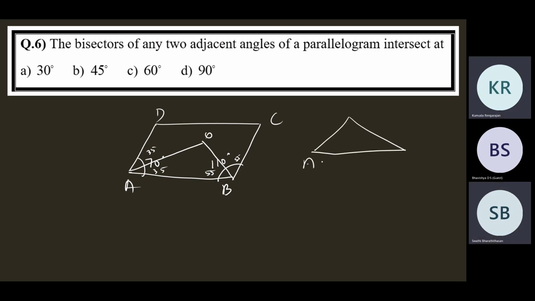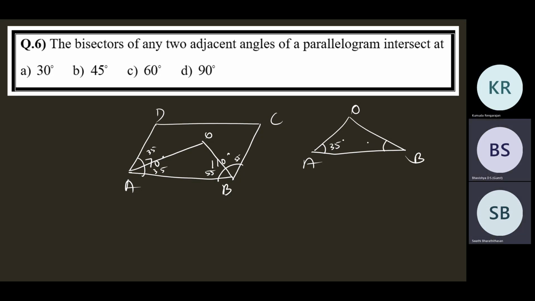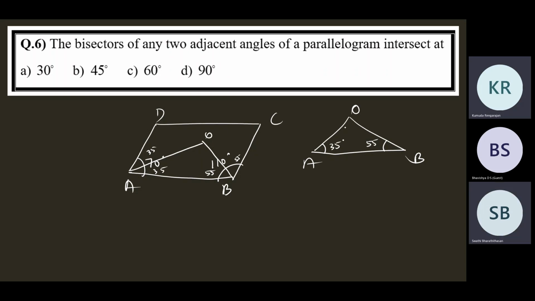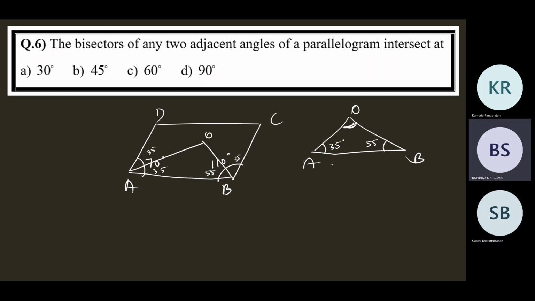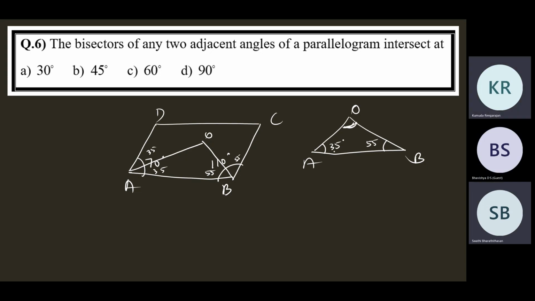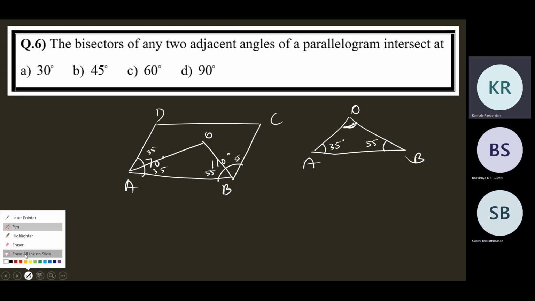Is AOB a triangle? Yes, ma'am. What's the measure of this angle? 35 degrees, ma'am. What's the measure of this angle? 55 degrees, ma'am. Then what is the measure of this angle using the angle sum property? 90 degrees, ma'am. 90 degrees.